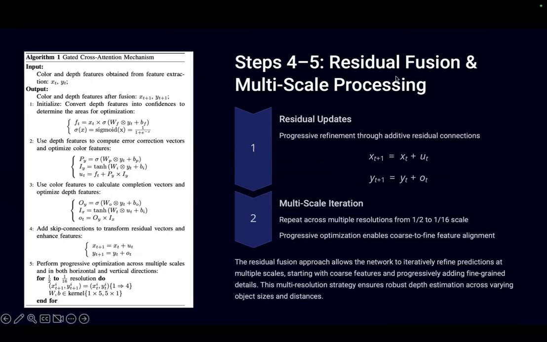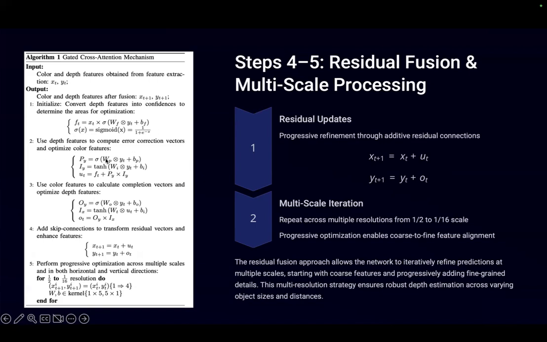Now, the fourth and the fifth steps are the residual fusion. We'll add the residual so that we don't have the issue of vanishing gradient and that stuff. So we are just adding the actual inputs, like x_t and y_t, to the corrected ones. And we keep doing it from 1/2 to 1/16 resolution, in the vertical direction and the horizontal direction, at different multiple resolutions. The kernel sizes they have taken are 1x5 and 5x1. And this is an iterative process. The loop goes on.